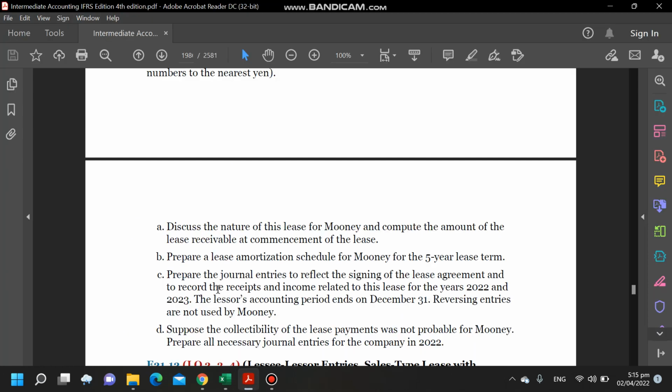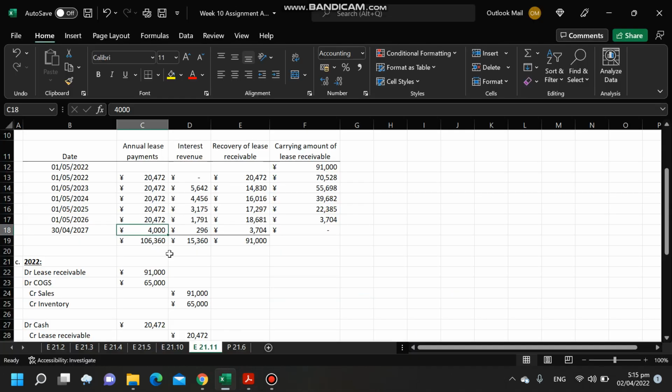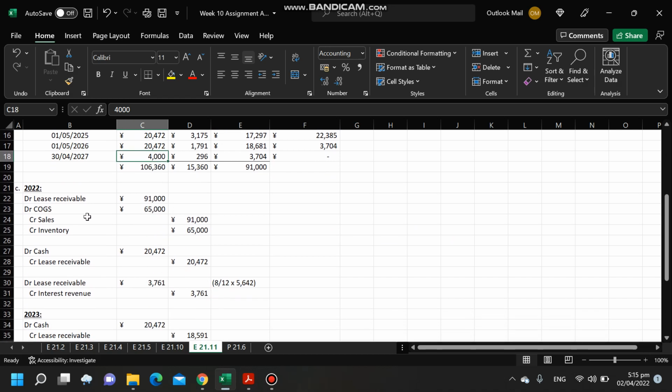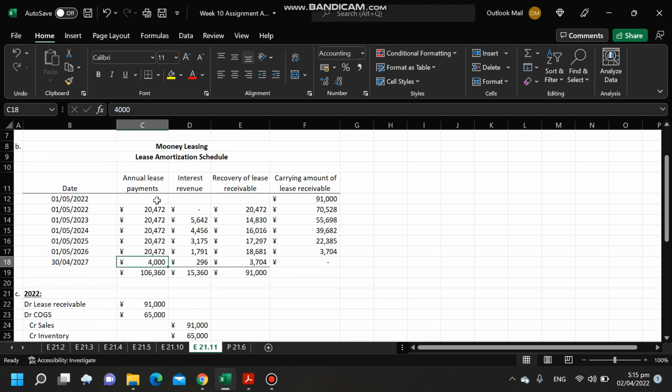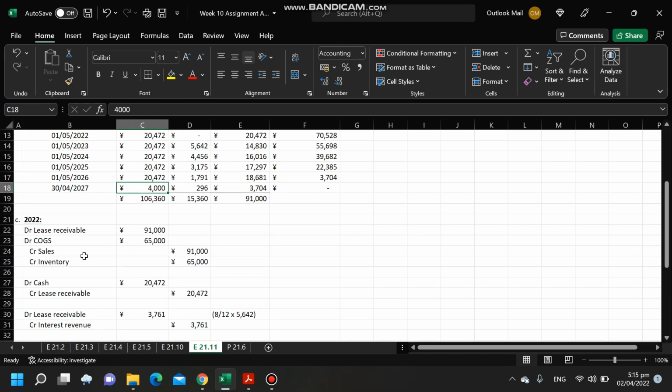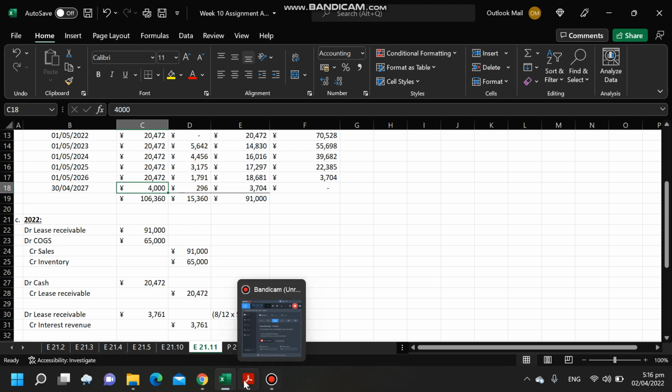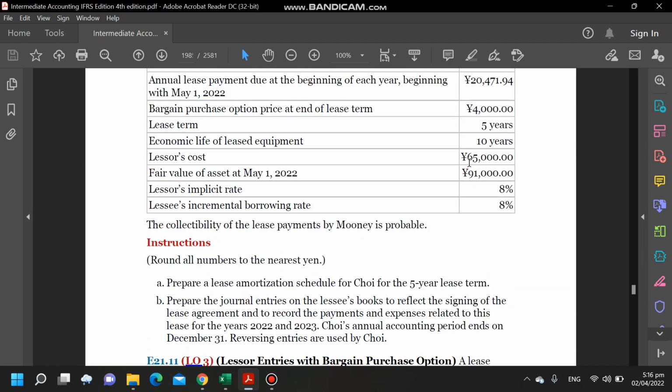And then C, prepare the journal entries to reflect the signing of the lease agreement and to record the receipts and income related to this lease for the years 2022 and 2023. The lessor's accounting period ends on December 31st. Reversing entries are not used by Muni. So we will first record for 2022 at the commencement of the lease. Debit lease receivable 91,000, and then credit sales 91,000, and then debit COGS 65,000, credit inventory 65,000. It is from the previous question's data.